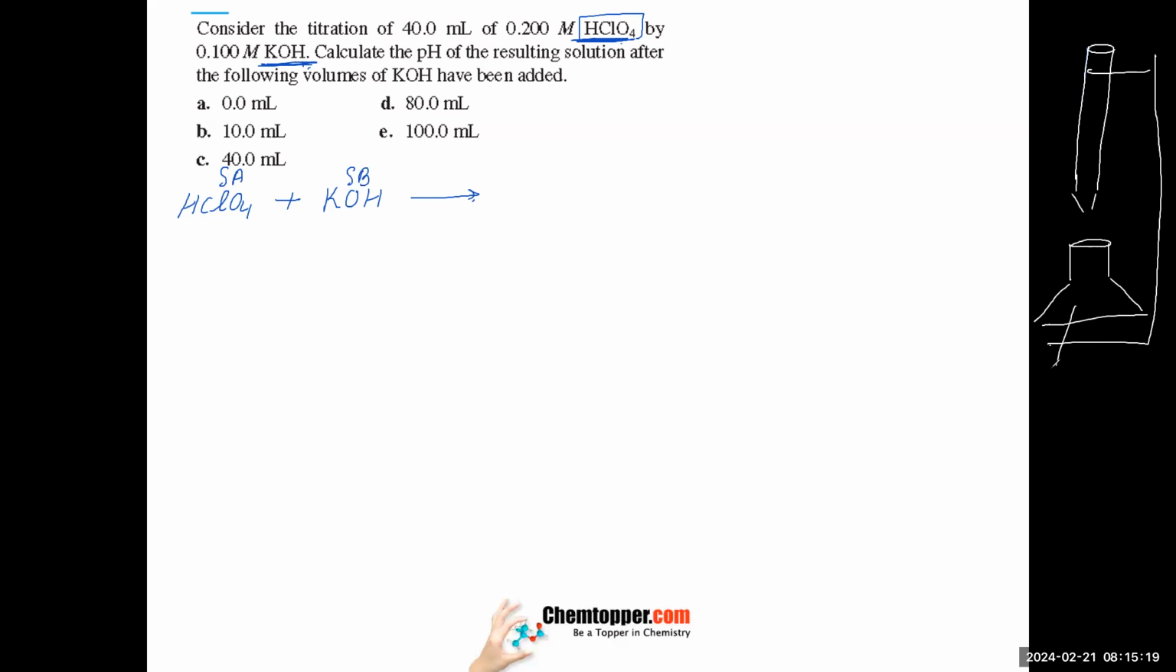Yes, Azuni, acid is in the flask because acid volume is fixed. You can see that it's 40 ml. So we have taken 40 ml of acid in this flask with this molarity. And what is here in the burette? It is KOH. So when you start the titration, you open it and KOH starts coming down and getting mixed with the acid here, and the reaction starts, right?